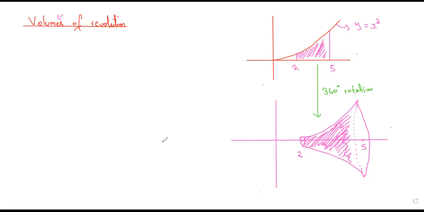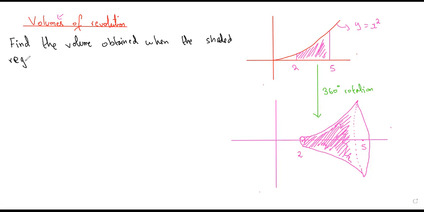I'll write down a question and then things would become very easy for you. So this is the question. Find the volume obtained when the shaded region is rotated through 360 degrees about the x-axis. This is the question.